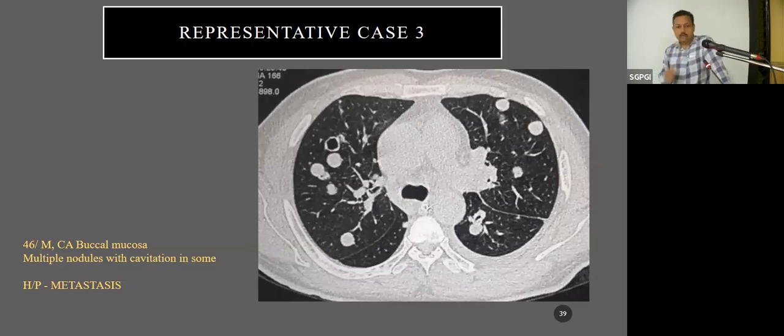A 46-year-old male, he had a history of carcinoma buccal mucosa. On previous investigation, he was found to have multiple nodules and some were cavitary. So he had multiple lung nodules and some of them were cavitary, and the biopsy was done, and these were metastatic lesions.